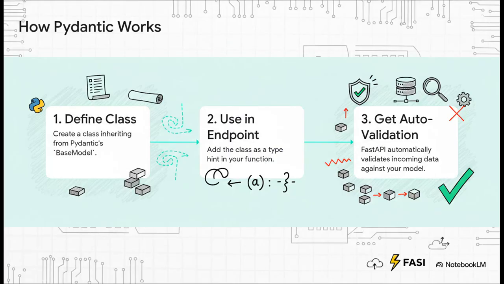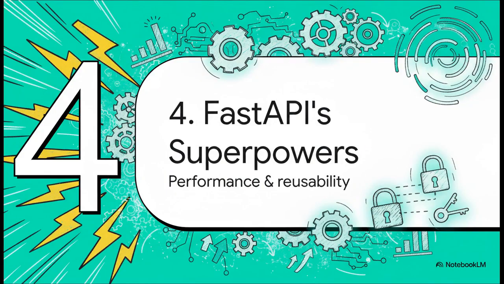And the process couldn't be simpler. First, you define the structure of the data you're expecting using a totally standard Python class that just inherits from Pydantic's base model. Then, you use that class as a type hint in your endpoint function. And that is it, you're done. FastAPI and Pydantic handle everything else, automatically parsing the request body, validating it, and even documenting it. And if the data is bad, it automatically sends back a really detailed error message telling the client exactly what they did wrong.